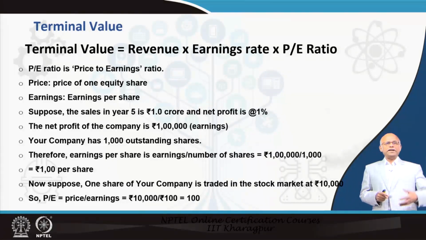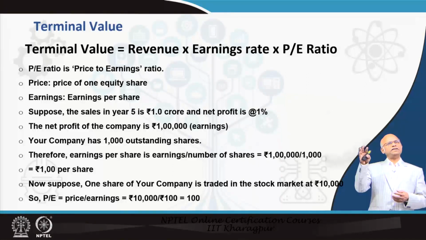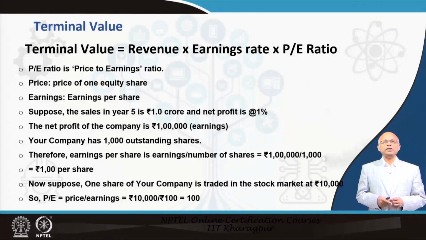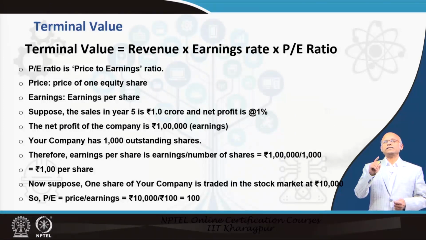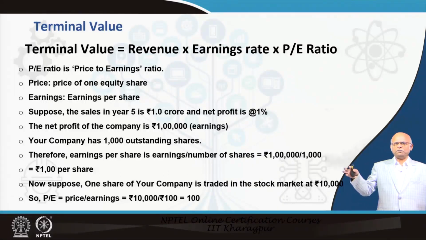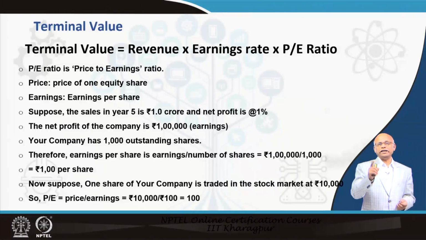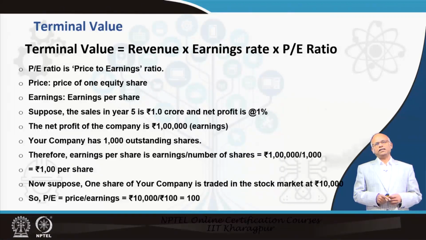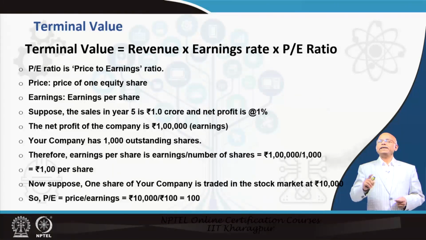I have made an example for you to understand what the PE ratio is. Let us understand the PE ratio. PE ratio is the price to earning ratio. Price is the price of one equity share in the market. Normally people refer to the stock market, but if you are not thinking of the market, you can even talk about the price of 1 rupee of earning. Suppose 1 rupee of earning is valued at 20 rupees. That means the price to earning ratio is 20. Price is 20, earning is 1 rupee.